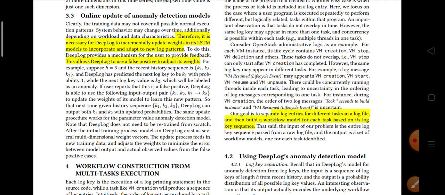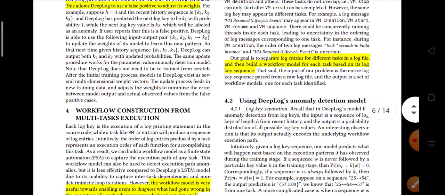Next paragraph, they're talking about online update of the anomaly detection model that we mentioned before. Once you are doing online prediction of a new log stream, if you predict a false positive, that means a normal execution predicted as an anomaly, then that normal execution stream is taken, and we retrain the model and boost the model's performance. That's also an advantage of this system.